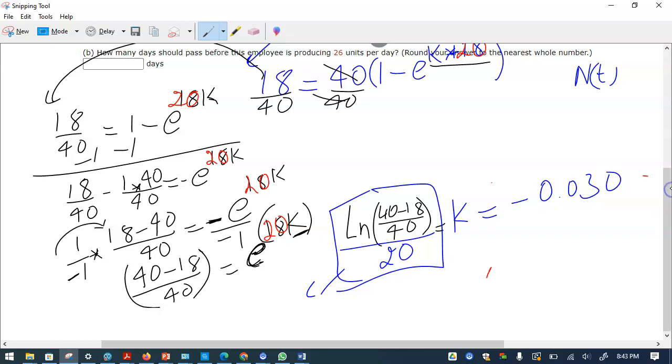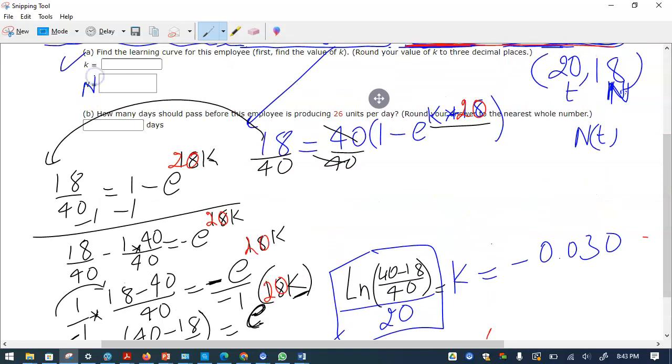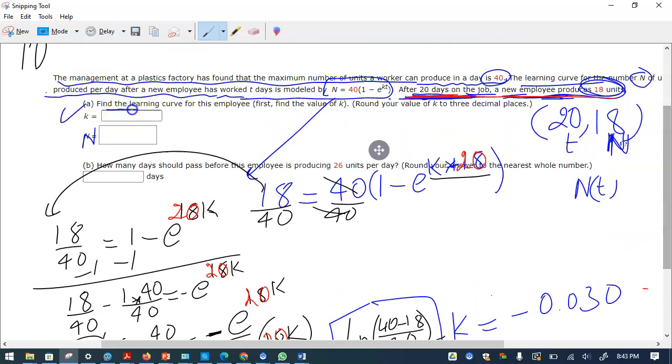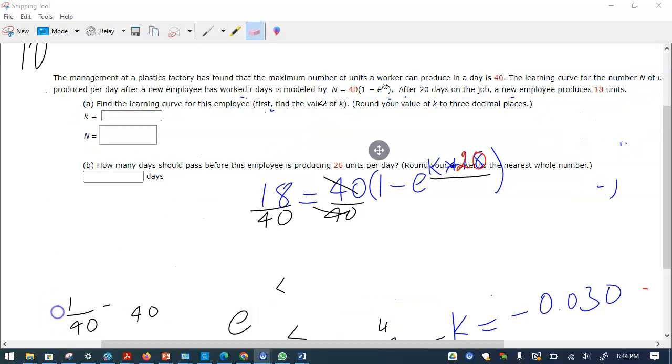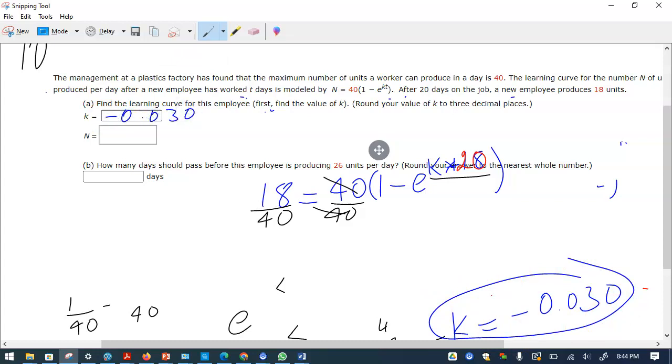The second part of this question is to find the learning curve for this employee. First find k, which they're asking you first. So plug in this k, minus 0.030, because they also need you to write the equation now. So that becomes N equals 40 times (1 minus e raised to minus 0.030t), and you're done. That's all you're supposed to put.